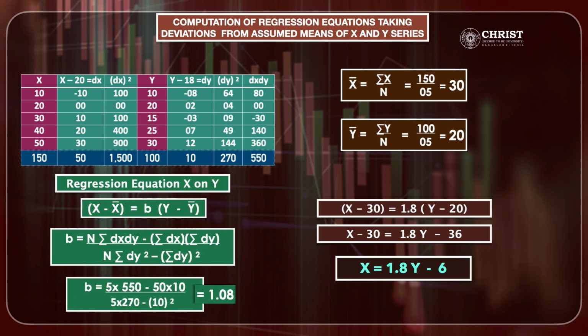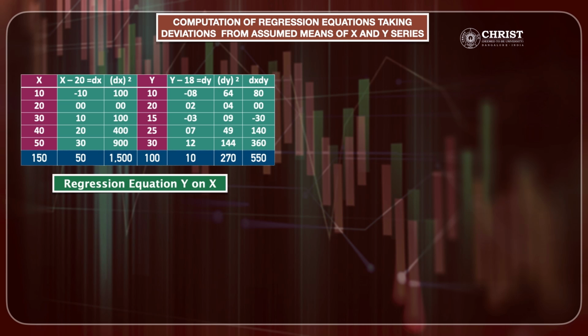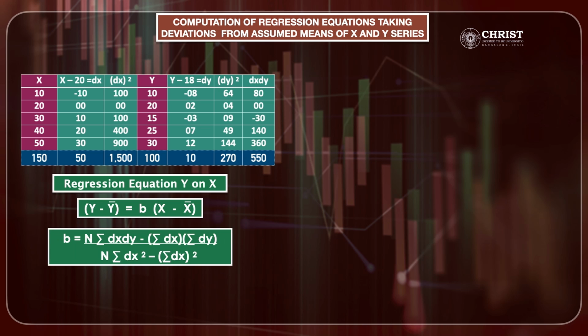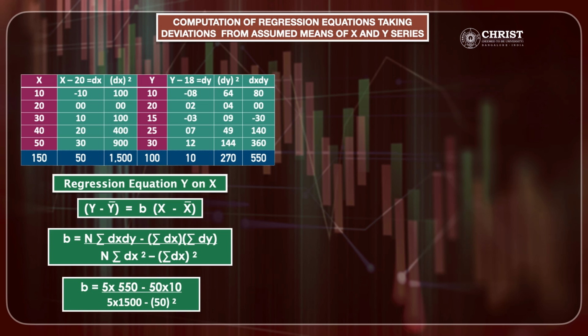Now, we have to calculate the second equation, regression equation y on x. That is given by the equation y minus y bar is equal to b into x minus x bar. Now, b is equal to n sigma dx dy minus sigma dx into sigma dy, divided by n sigma dx square minus sigma dx the whole square. Now, substitute the values in the equation. We get b is equal to 5 into 550 minus 50 into 10, divided by 5 into 1500 minus 50 the whole square. So, b is equal to 2250 divided by 5000, that is equal to 0.45.